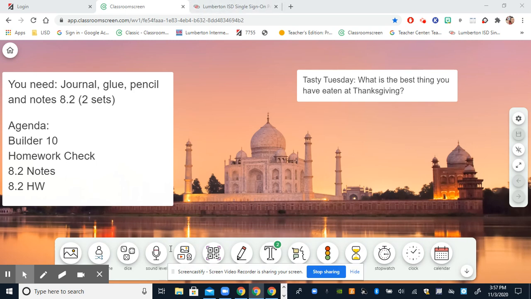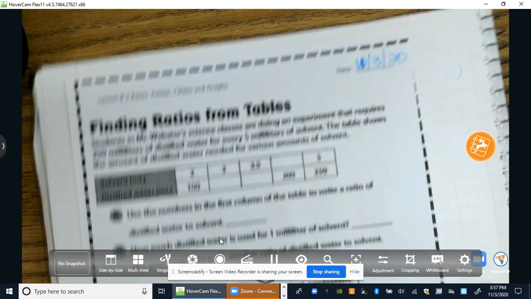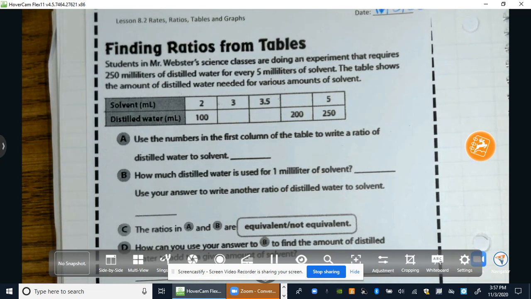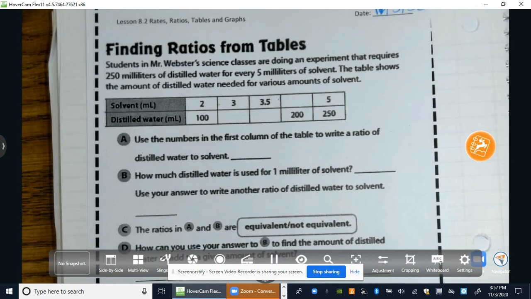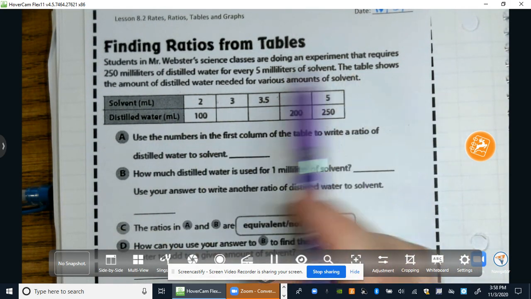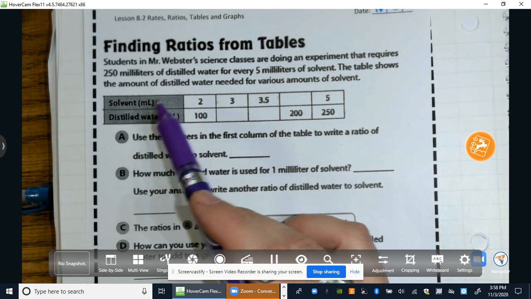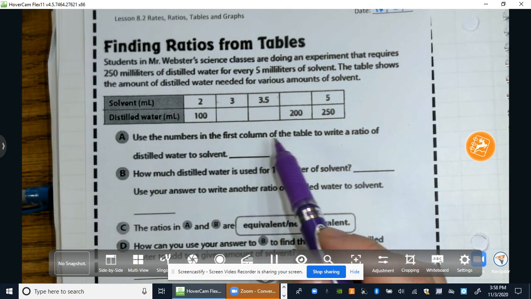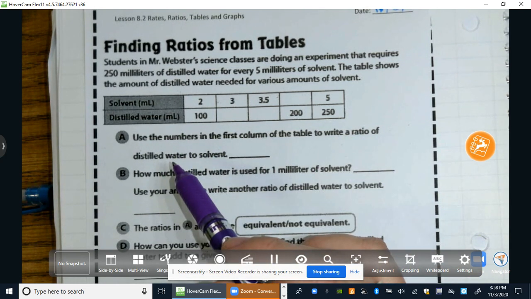So let's take a look into these notes. I'll pull up my document camera. Finding ratios from tables. Students in Mr. Webster's science class are doing an experiment that requires 250 milliliters of distilled water for every 5 milliliters of solvent. The table shows the amount of distilled water needed for the various amounts of solvent. So here we have our table right here. We're looking at solvent and distilled water. Use the numbers in the first column of the table to write a ratio of distilled water to solvent.